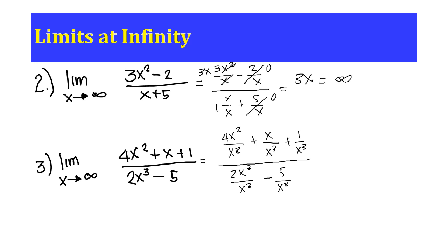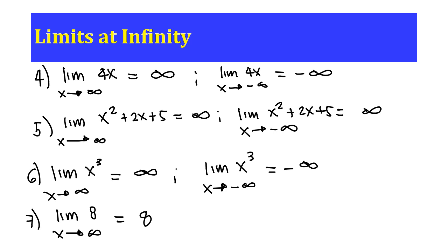This one will be 4 over x and this one will be equal to 2. Therefore, lahat po ng merong x sa ilalim will approach 0 and this will be 0. We will have 0 over 2 that is equal to 0.